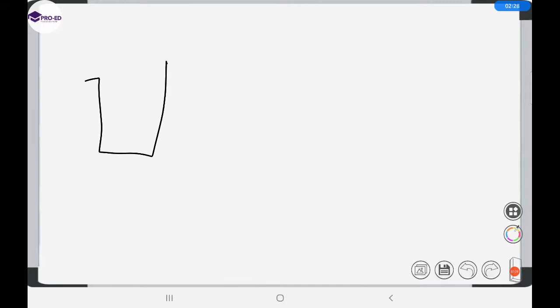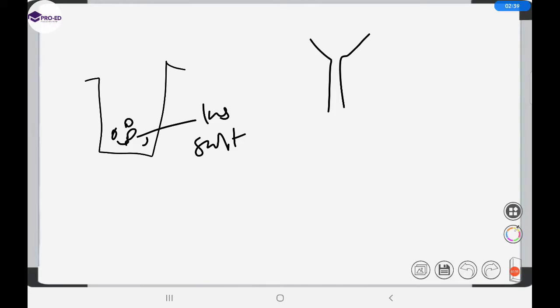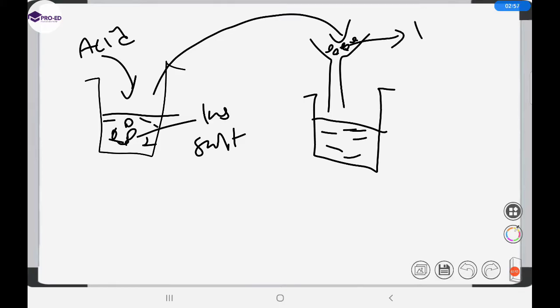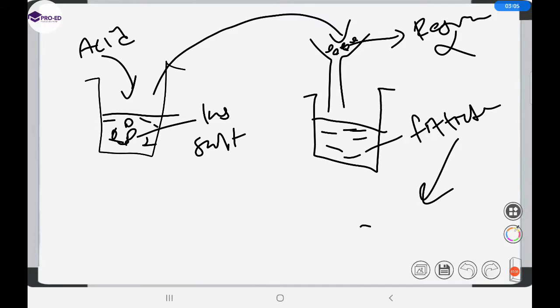For anyone who felt confused, now I have in my container an insoluble salt. What do I do? First step, I mix it with an acid. Then I take the whole thing and I filter it. When I filter it, I will get residue and a filtrate. This residue I don't want. This filtrate is what you're going to keep, and we're going to consider this your aqueous cation solution.